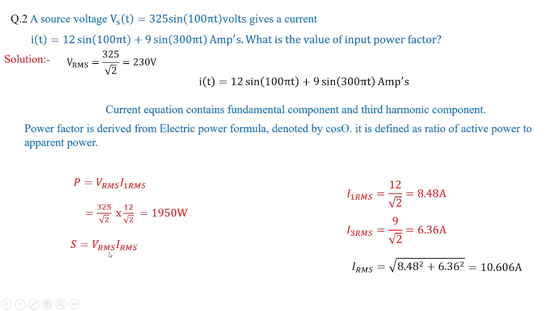Similarly, the apparent power is given by Vrms and IRMS, this actual value. So that value is obtained to be 2437.5 watts. Now when you talk about the power factor, it is nothing but the ratio of the active power by the apparent power, which is obtained here to be 0.8. So the value of power factor is 0.8.